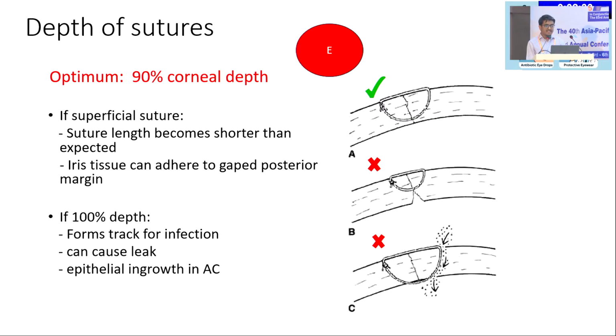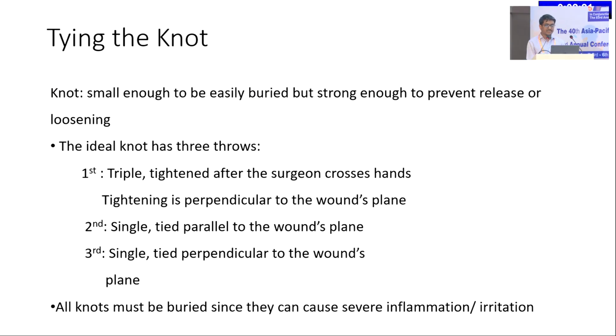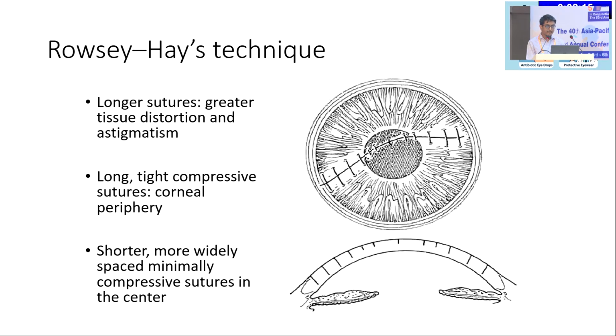As far as the depth is concerned, it should be 90% depth. Anything less will cause wound dehiscence and is likely to weaken the wound. Anything more than that, that is full thickness, can cause tract infection, can cause leakage, and can also cause epithelial ingrowth. Tying the knot is just 3-1-1, which we usually follow for all cases.